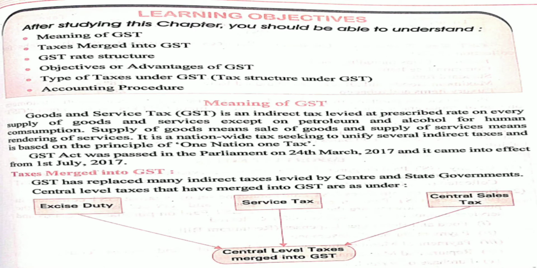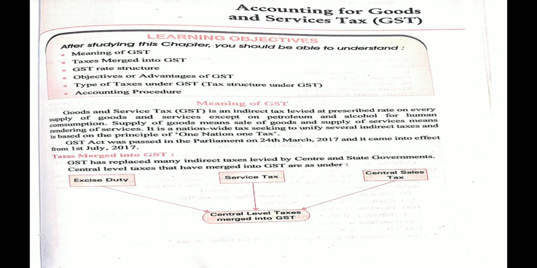GST is an indirect tax levied at prescribed rate on every supply of goods and services except on petroleum and alcohol for human consumption. Supply of goods means sale of goods and supply of services means rendering of services. It is a nationwide tax seeking to unify several indirect taxes and is based on the principle of one nation, one tax. Now, to understand this in a simpler way, we have tax as the earning for the government.